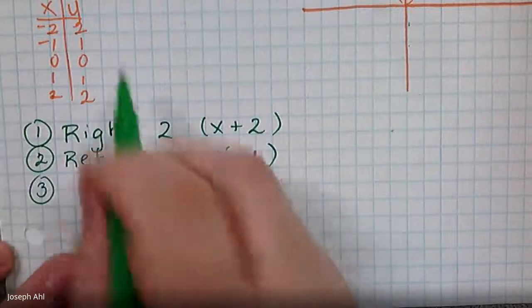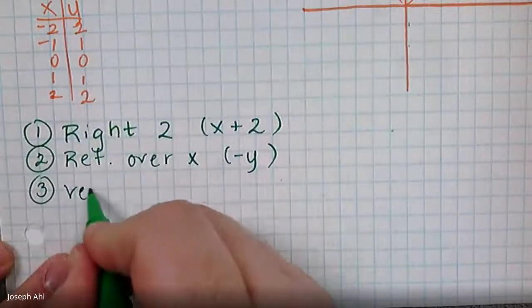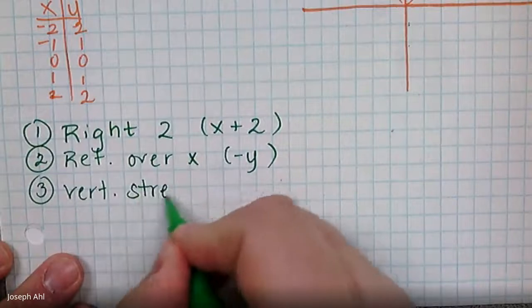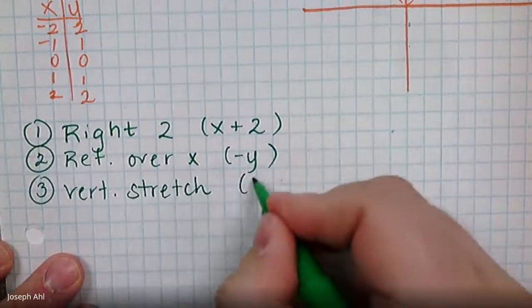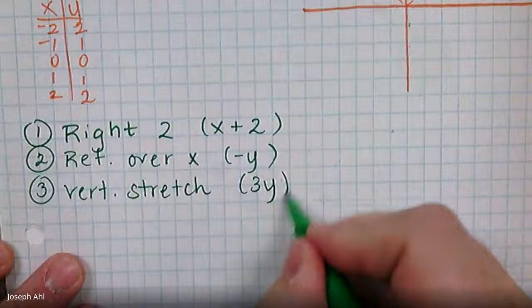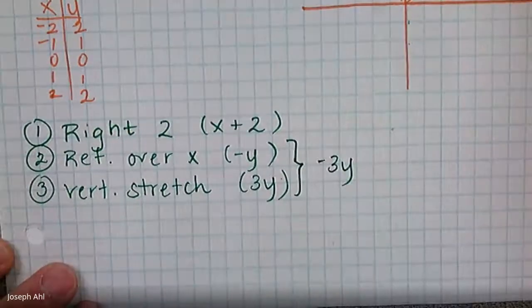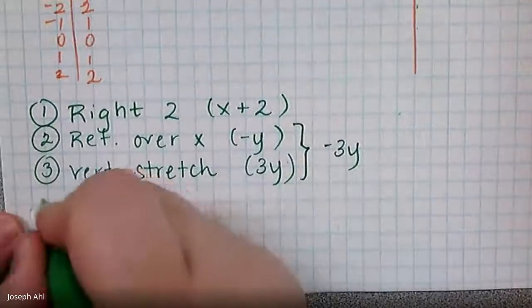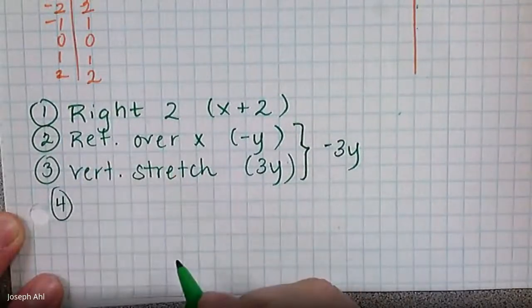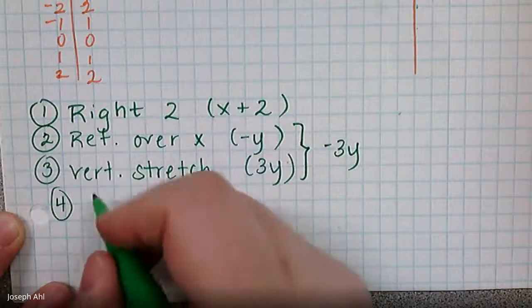Is there a dilation? Yes, there is a 3 out front, so we've got a vertical stretch of 3, which is going to triple the y's. Remember what we saw earlier is that you can do those in combination with each other. You can actually just take the y's and multiply them by -3. And then the last step is to move everything up 5.